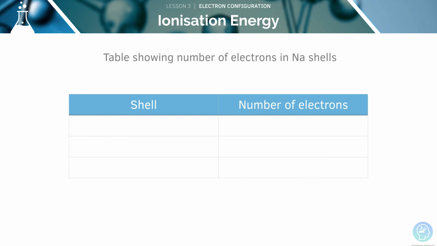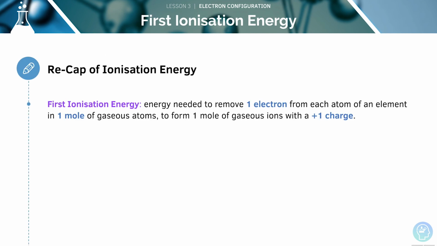According to the graph for sodium, there is 1 electron removed before the first sudden rise, 8 before the next rise, and finally 2 electrons. Here, we're going to fill in the table to show this. In our first shell, we're going to have 2 electrons. In our second shell, we're going to have 8 electrons. And finally, in our third shell, we're just going to have 1.